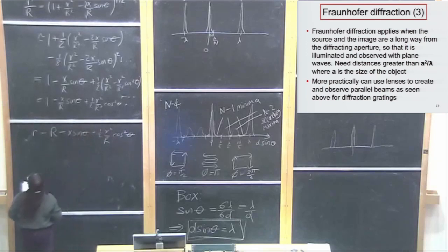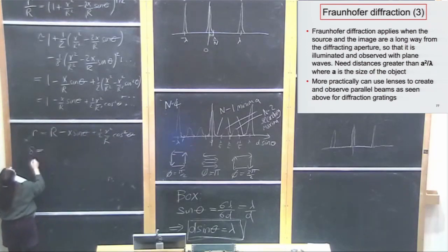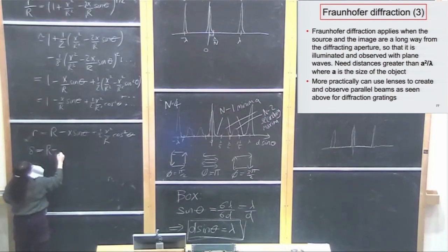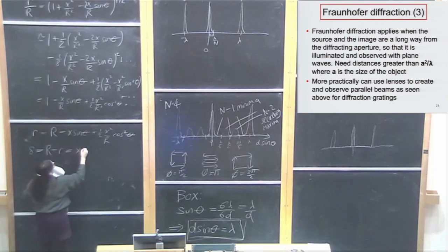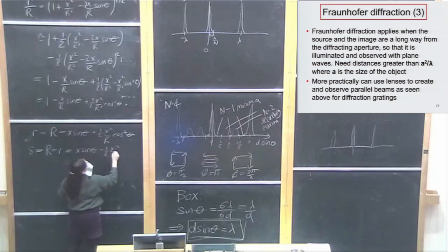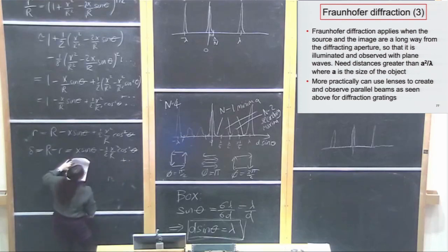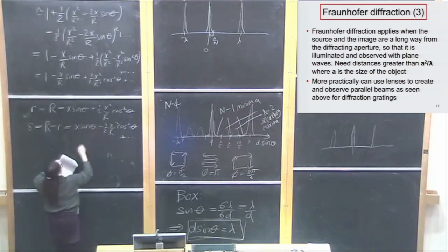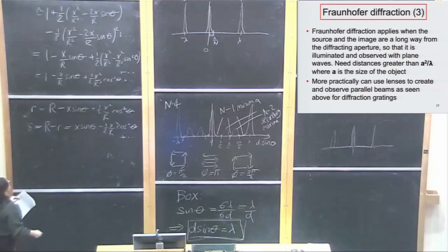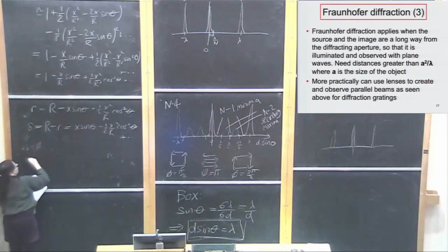Now, what my path difference is between these two things that I drew up there is, little r is a bit shorter, isn't it? So it's R minus little r, which equals x sine theta minus a half x squared over r cos squared theta. We have gone up just to the x squared term, so there are other terms as well. Right, now here we come to what I mean by the phase difference, because I could multiply this just by k to get the phase difference everywhere.